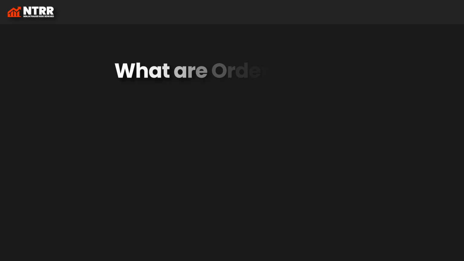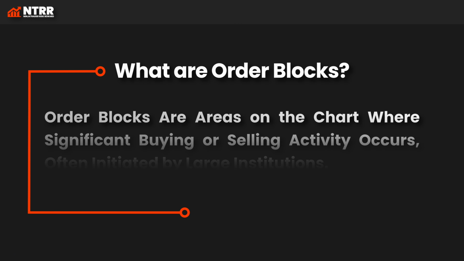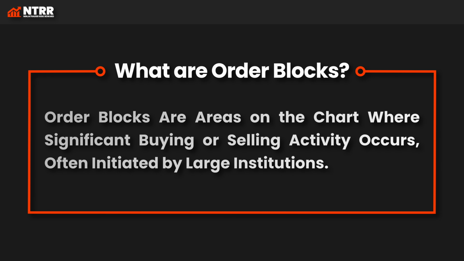So what are order blocks? Order blocks are areas on the chart where significant buying or selling activity occurs, often initiated by large institutions. These blocks represent zones where big players have entered the market, leaving behind clues about potential areas of interest for future price movements. In simpler terms, order blocks are like footprints of smart money.